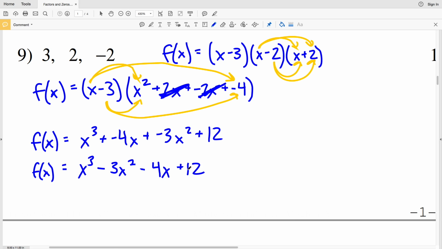So my function in number 9 with the zeros of 3, 2, and negative 2 is x cubed minus 3x squared minus 4x plus 12.